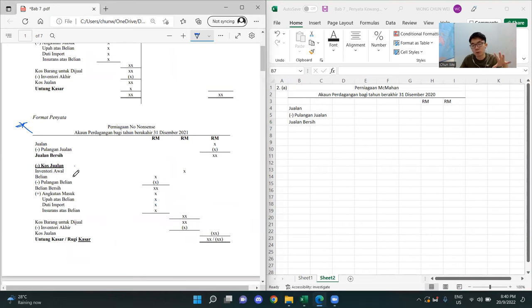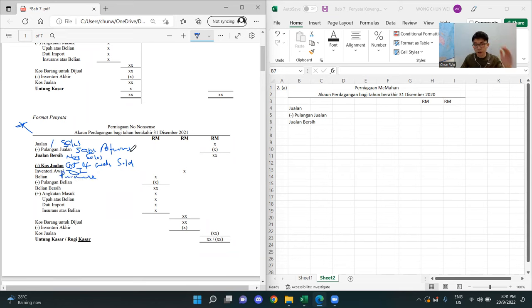So when you go to university and college, it's the same format, same pattern, just a term change. So now they don't use jualan, they use sales in English, and pulangan jualan they call sales returns. Jualan bersih, they will call net sales. Lepas tu, you minus cost jualan. Cost jualan in English, they use cost of goods sold. And then inventory awal, they call it the opening inventory, and belian, they call it the purchase.